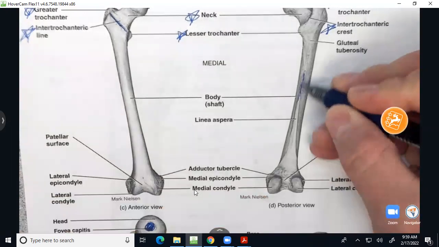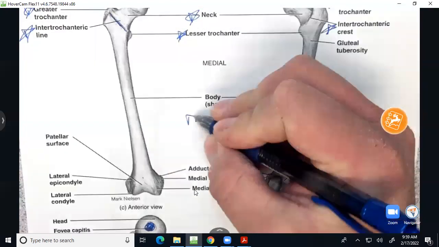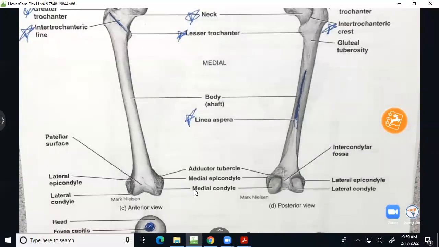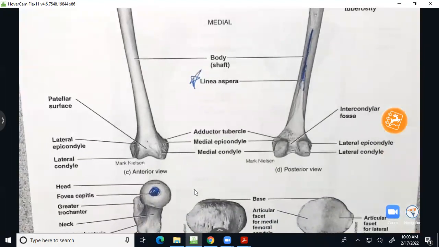Next thing I'm going to highlight, I'm actually going to darken it in. Pretty prominent structure called the linea aspera. Linea aspera is another important muscle attachment site. This would be where some of your hamstring muscles attach, since this is where the back of the leg would be, and that's where your hamstrings are. Okay. Rest of the structure is going to be down here by your knee joint.